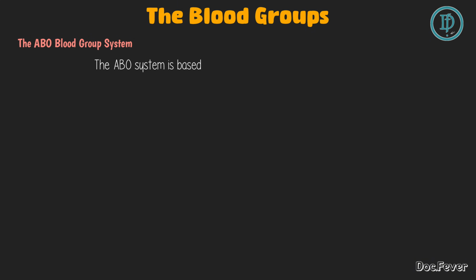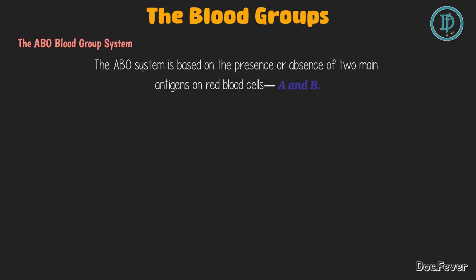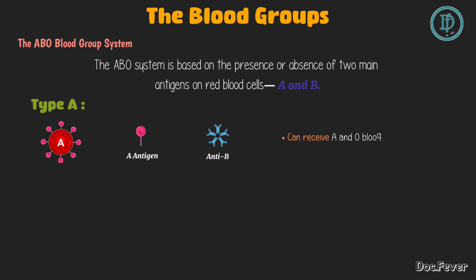The ABO blood group system. The ABO system is based on the presence or absence of two main antigens on red blood cells, A and B. Let's go through each blood type. First of all, we will discuss blood type A. Blood type A has A antigen on red blood cells and they make antibodies against B blood. So you cannot transfuse blood type B to blood type A because the blood type A has antibodies against blood type B. Blood type A can only receive from A and O blood and they can donate to A and AB types.